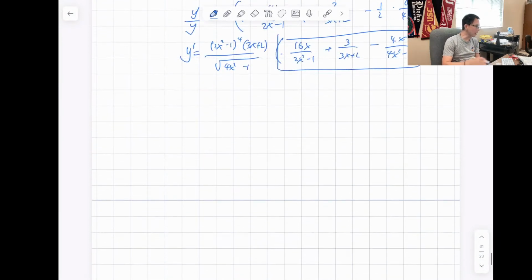Now, I'm going to talk about one of the tricky ones on the test. On the test, I put up something like this: take the derivative of the natural log of the square root of x. Do you guys remember this?